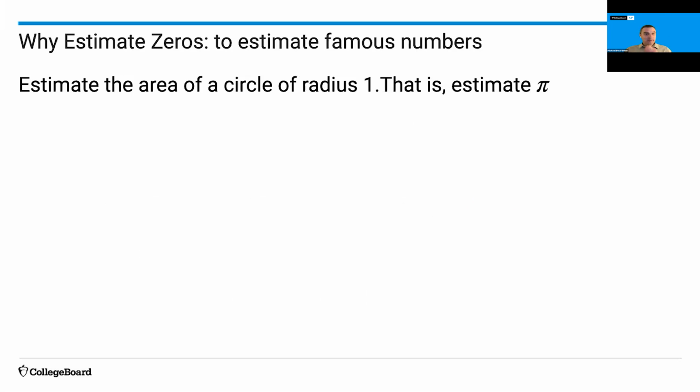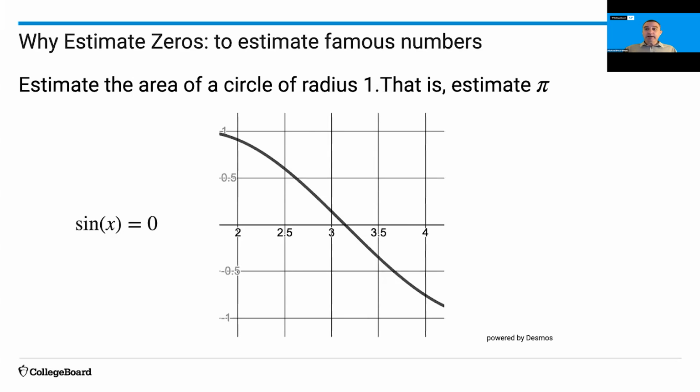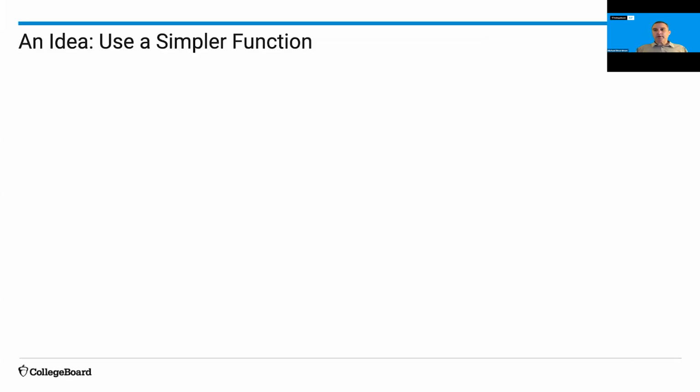Another famous number we might be interested in is the number that gives the area of a circle of radius 1. You know that that's the number pi. How can we estimate pi? What we know is that pi is a zero of the sine function. So if we look at the graph of the sine function near 3, 3.5, we know that somewhere in between there is the point pi comma zero. If we can estimate this point in a decimal fashion, then we're going to have an estimate for the number pi.